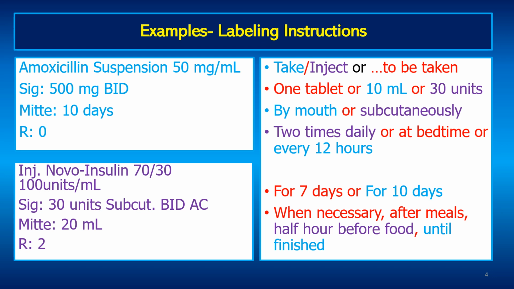Now for the insulin prescription, where it says injection, Novolin insulin 70/30, 100 units per mil, the patient instruction, 30 units subcutaneously 2 times daily before food. Pharmacist instruction, give 20 mils. What would I tell the patient? Inject 30 units subcutaneously 2 times daily, half an hour before food. I hope that what you wrote down was similar to what was here.